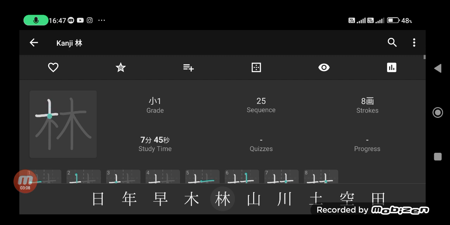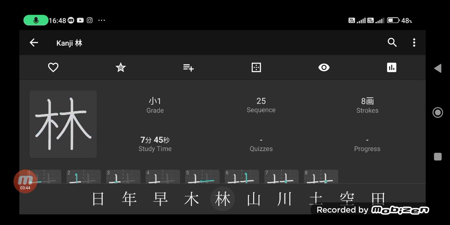Let's see the details. So please take note of the stroke order, and it is 8 strokes. 1 2 3 4 5 6 7 8. So practically you just have to double the strokes for the tree. So that's 1 2 3 4 5 6 7 8. So again, 1 2 3 4 5 6 7 8.